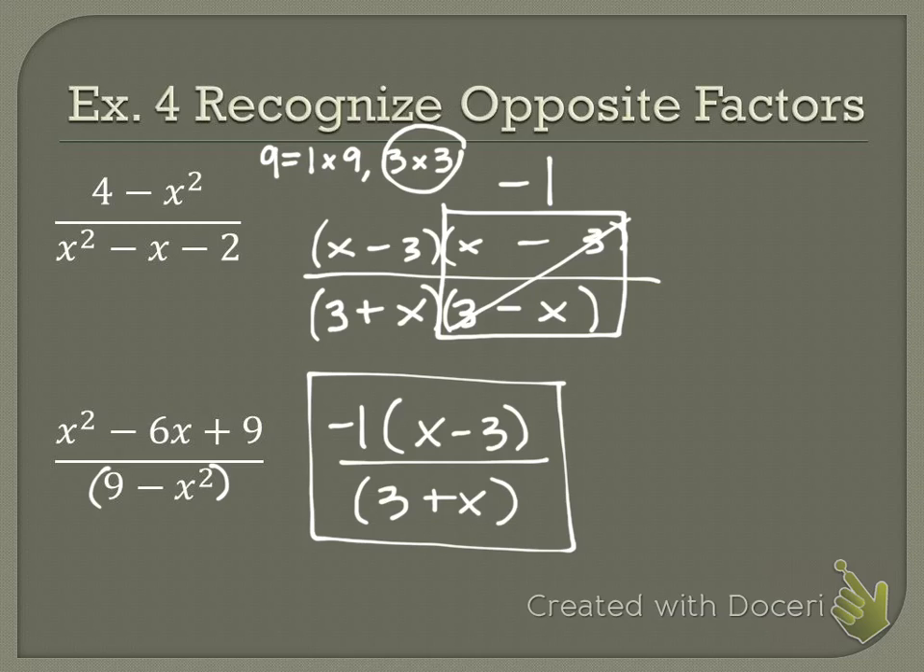Where did that negative 1 come from? Exactly. But where did I get it? Does it just appear when you cancel out the opposites? It's the greatest common factor. Very good. All right. That is lesson 11.4, which is simplifying rational expressions.